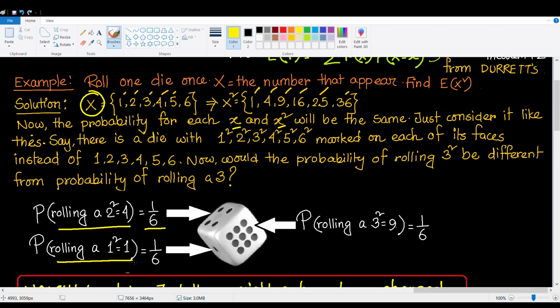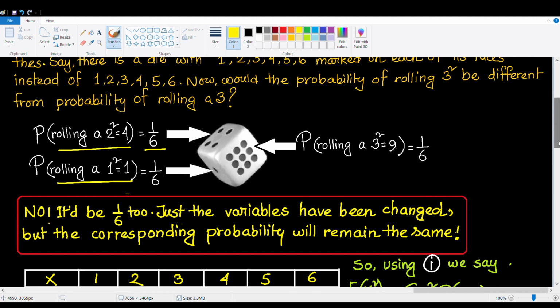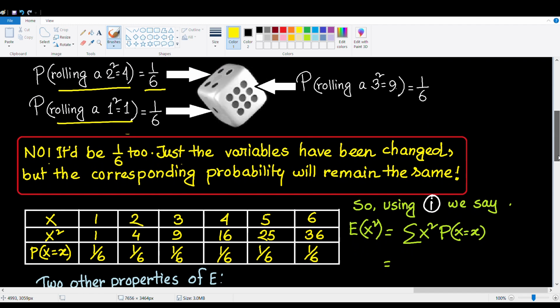Probability of rolling a 1, which is 1 square, would be 1 by 6. And the probability for rolling a 3 square would be 1 by 6 as well. Okay, so we can say it would be 1 by 6 for both 3 square and 3, 4 square and 4, and so on. Just the variables have been changed, but the corresponding probabilities will remain the same, right? So let's see the distribution here. So this is the distribution.